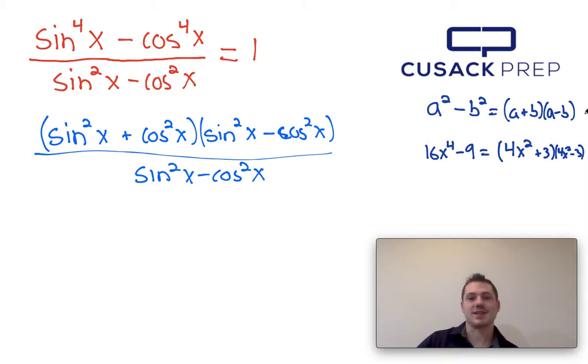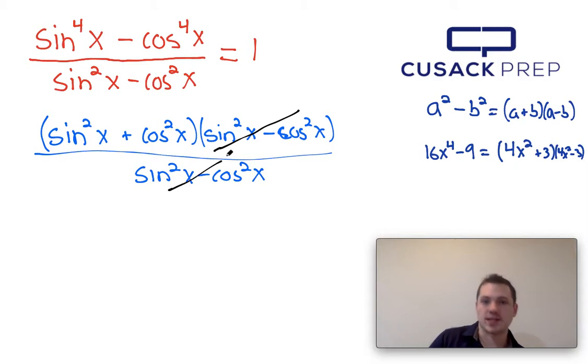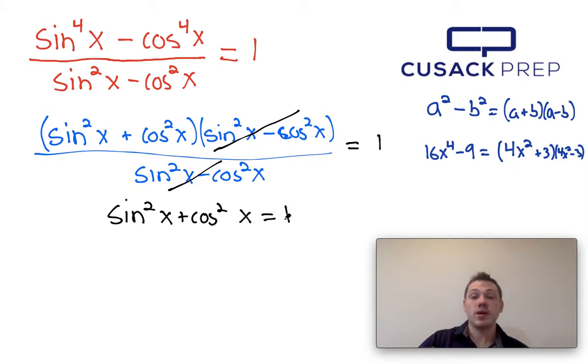Now, fortunately, and this is super cool, sine squared of x minus cosine squared of x can cancel out on both the numerator and the denominator. So what I'm left with then is just sine squared of x plus cosine squared of x. And we know that sine squared of x plus cosine squared of x, well, that just equals 1. That's a trig identity, so I can say 1 is equal to 1. And there you have it.